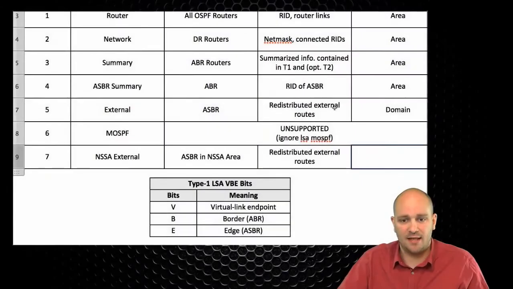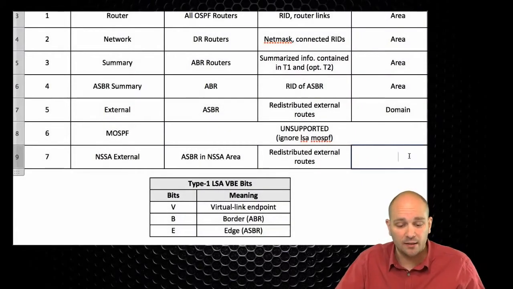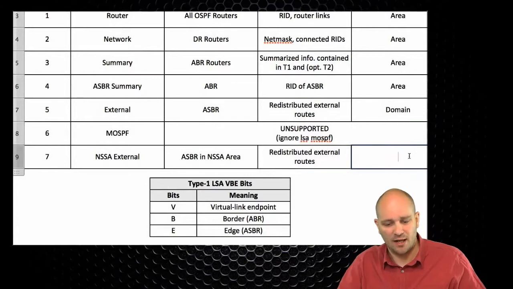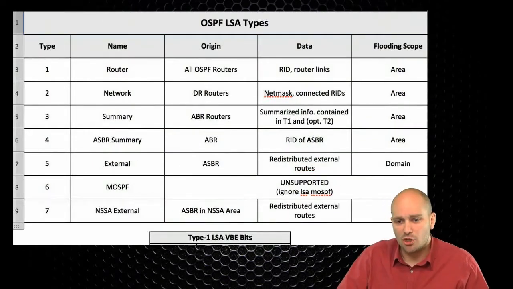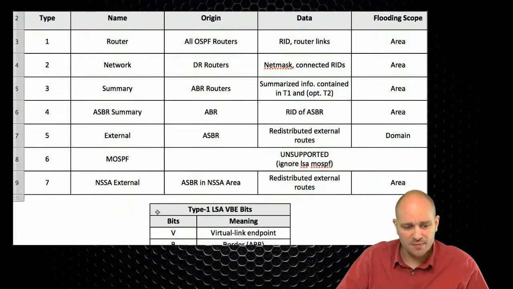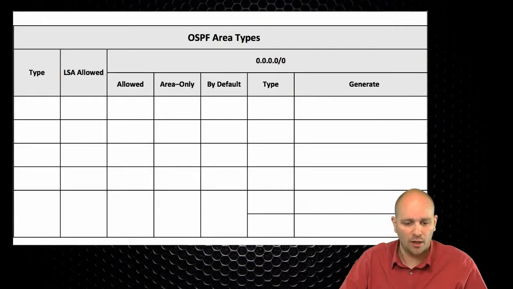There is one last thing that I have to fill out, and that is what is the flooding scope for type 7 LSAs. And the flooding scope is area, just like with most of the other LSAs. So this pretty much concludes this particular table, but we have one more to fill out.